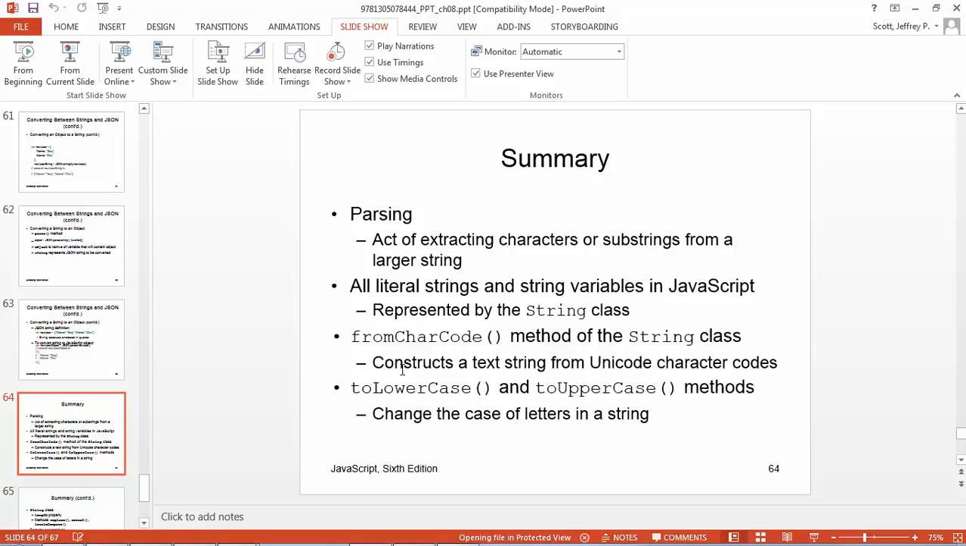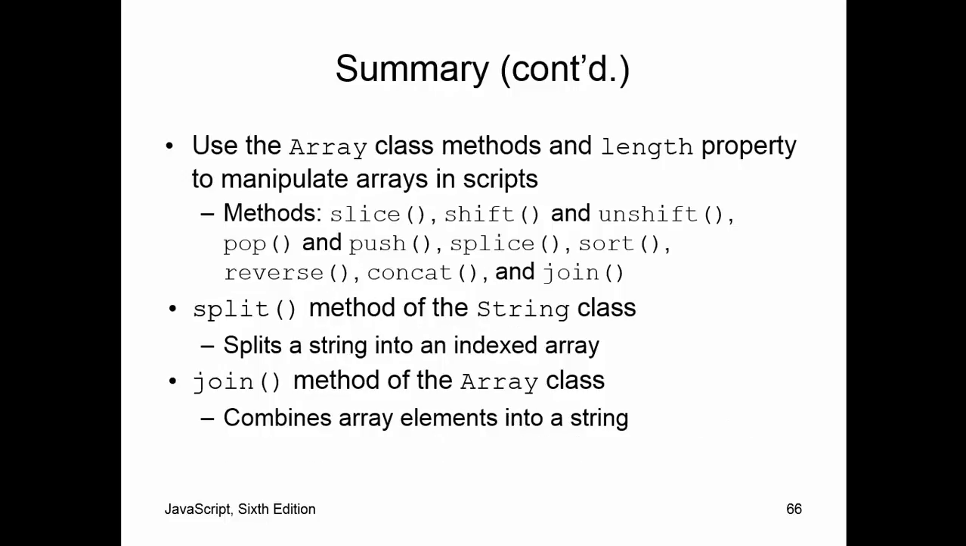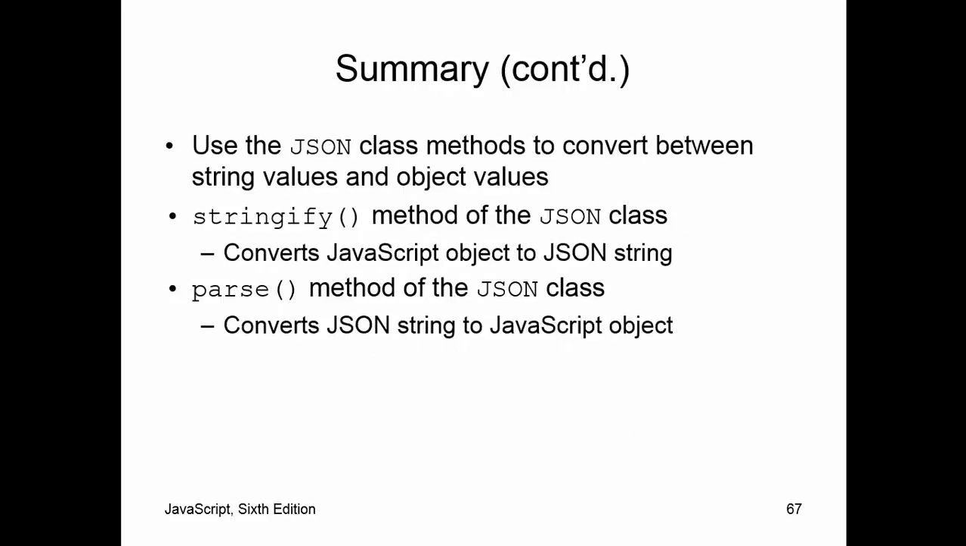So we went through some of the different string methods. We went through the string class. We went through a lot of stuff on regular expressions, and I talked about regular-expressions.info and how you can use that, and we went over a lot of stuff on the array class. That pretty much is everything that we went over in the chapter. We ended by talking a little bit about JSON.